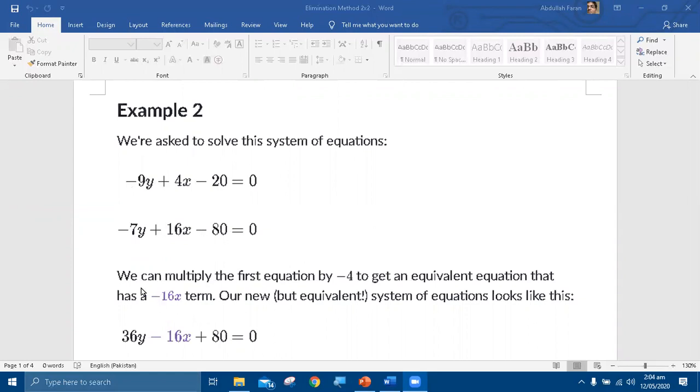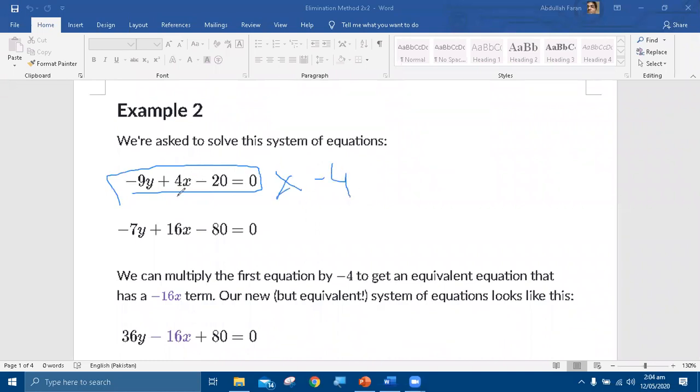What I can do is multiply the first equation by the number minus 4 to get an equivalent equation that has a minus 16x term. If I multiply this equation right here with the number minus 4, what will I get?